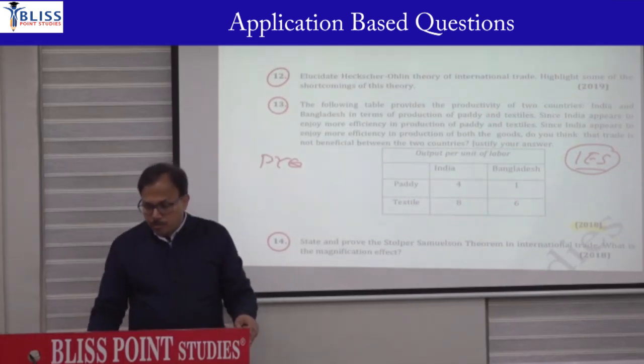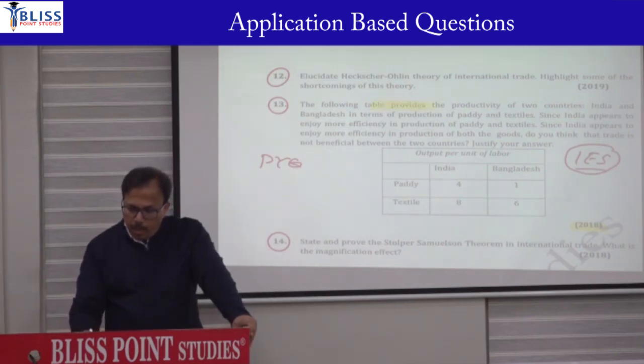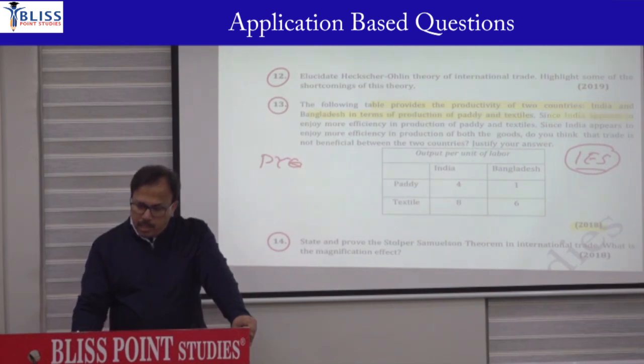Read that question. The following table provides productivity of two countries, India and Bangladesh, in terms of production of paddy and textile. Since India appears to enjoy more efficiency in the production of paddy and textile, do you think that trade is not beneficial between two countries?